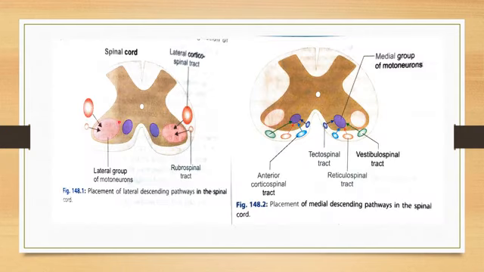So see here, these are the lateral group of motor neurons. The tracts which end in the lateral group are the lateral descending pathways. And this picture is the medial descending pathways, the medial group of motor neurons, and the tracts which end in the medial group of motor neurons are the anterior corticospinal, and this is tectospinal, reticulo and vestibulo.